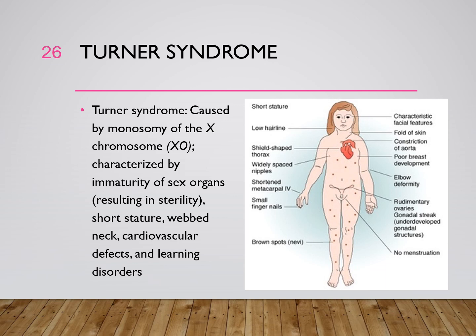Okay. So Turner syndrome is characterized by failure of the ovaries and other sex organs to mature, which typically causes sterility. Opposite of Klinefelter, it's going to result in a shorter stature, deformities of the neck, cardiovascular defects, and also learning disorders.